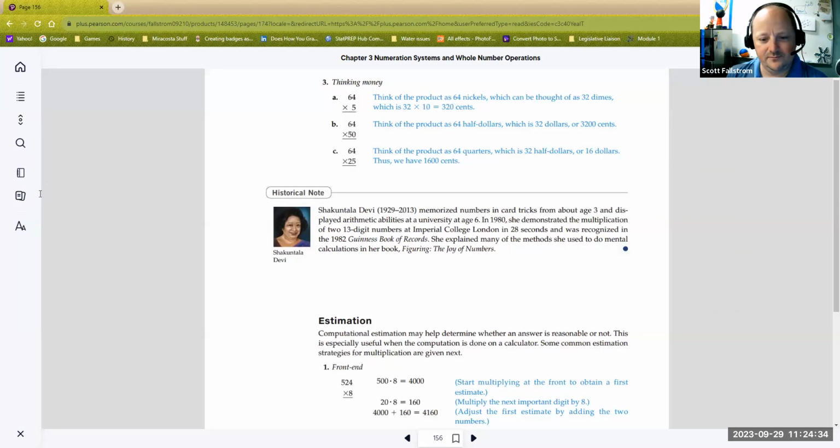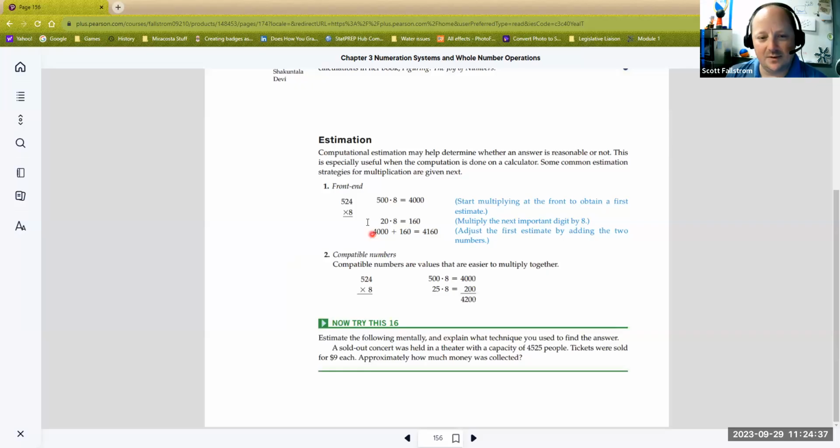Let's move down. Estimation, the same type of thing. You can use compatible numbers. You can use rounding sometimes if you're estimating, getting a good ballpark here. But basically with estimation, just understand estimating is getting a close answer quickly. So approximately how much money was collected if you had 4,500 people roughly and tickets were sold for $9 each? I might round this number down and that number, I would say 10 times 4,500. It's probably around $4,500.